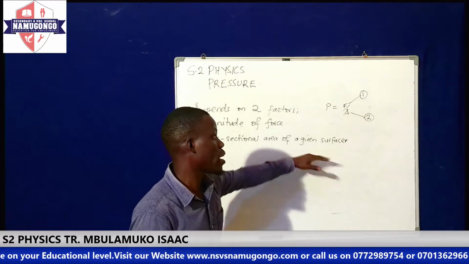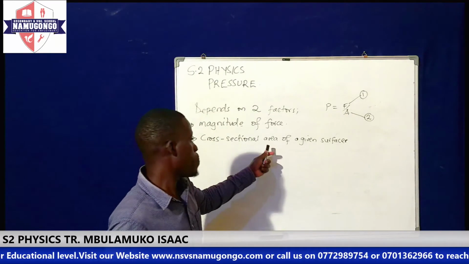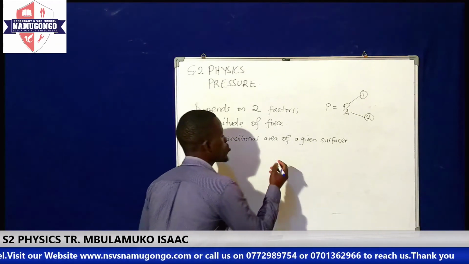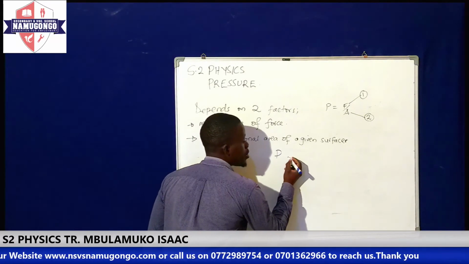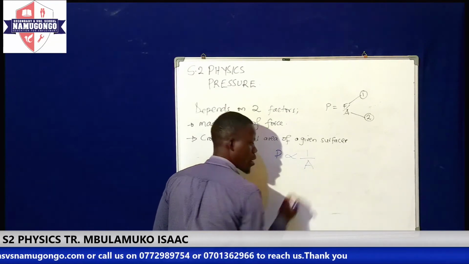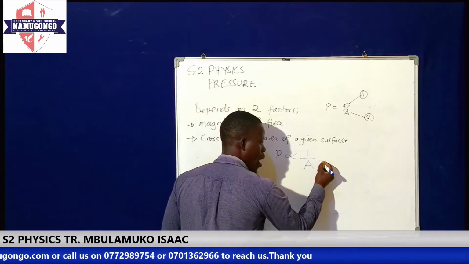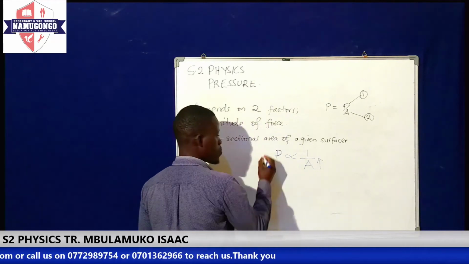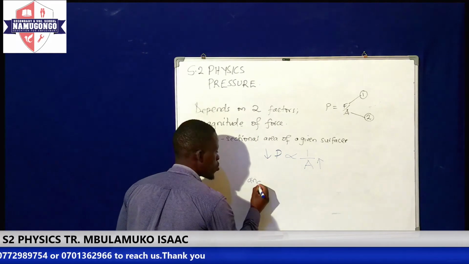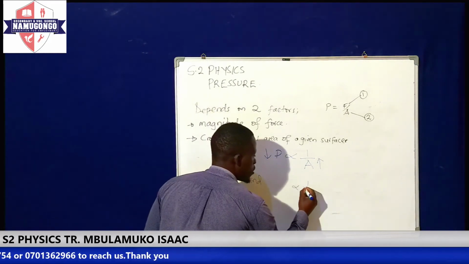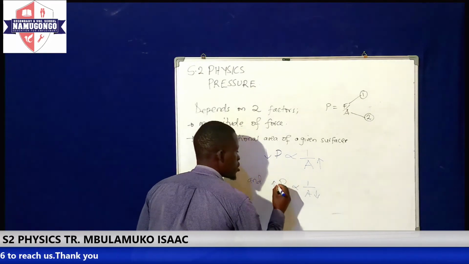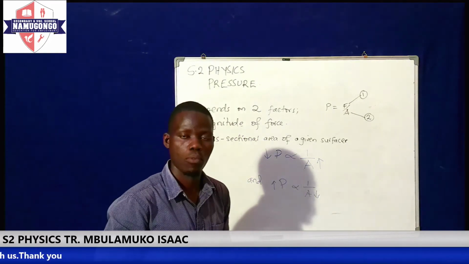When we come to the area, the bigger the area, the smaller the pressure. Why? Because pressure is inversely proportional to area. Meaning as area increases, pressure decreases. And also as area decreases, pressure increases. That is what we call inverse proportionality.